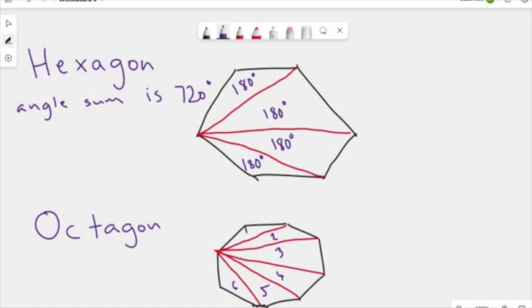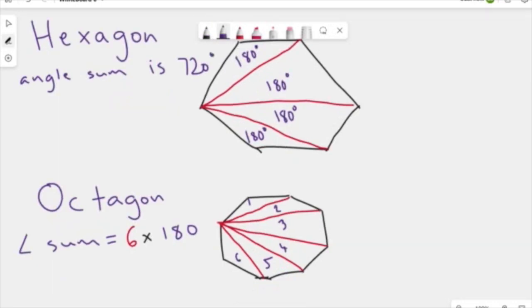So this angle sum is 6 lots of 180. And to save you the calculation, I'm just going to give it to you because that's not the point. The calculation is just there. But we actually want to look at what's happening here.